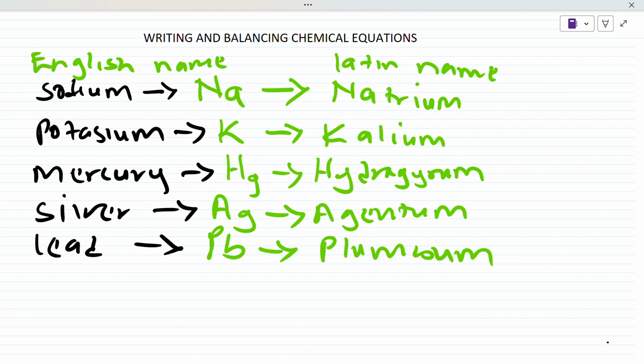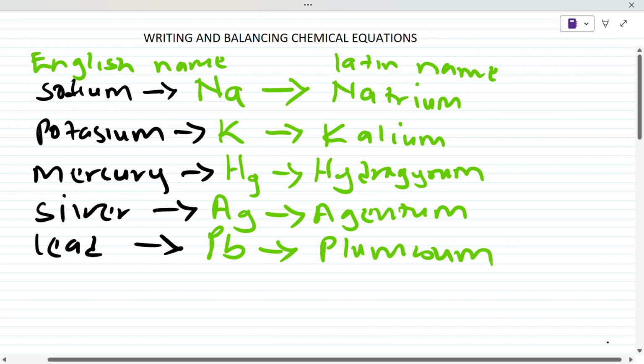So if you find that contradiction in your periodic table, I've explained it here, and it will enable you to understand certain symbols that are written in chemical reactions. Now, that's what I wanted to explain. Now we can dig deep into writing and balancing chemical equations.